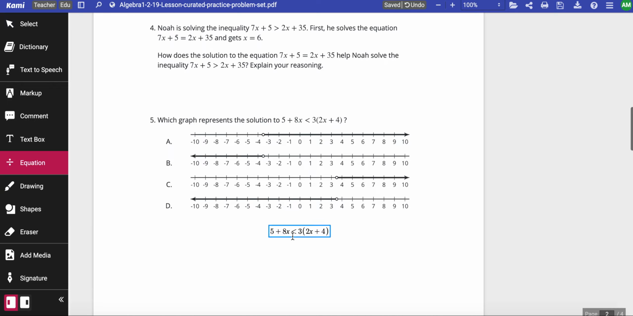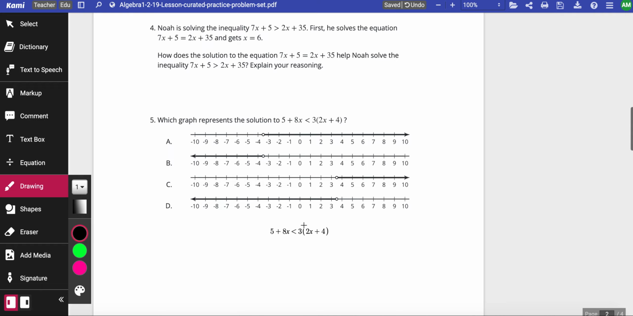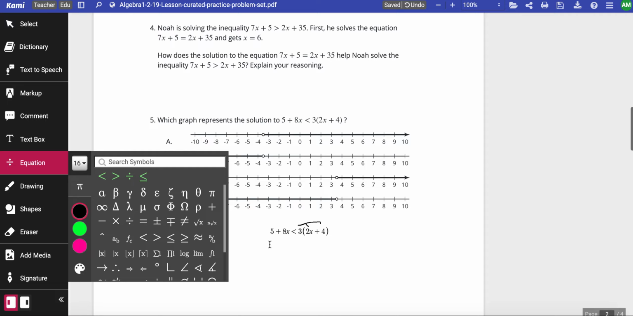And on the right side, we would want to distribute that 3 to everything inside. So we would have 5 plus 8x is less than 6x plus 12. And our next step, we would want to subtract our smaller x, 6x, from each side. So you would have 5 plus 2x is less than 12. Then you're going to subtract this 5.